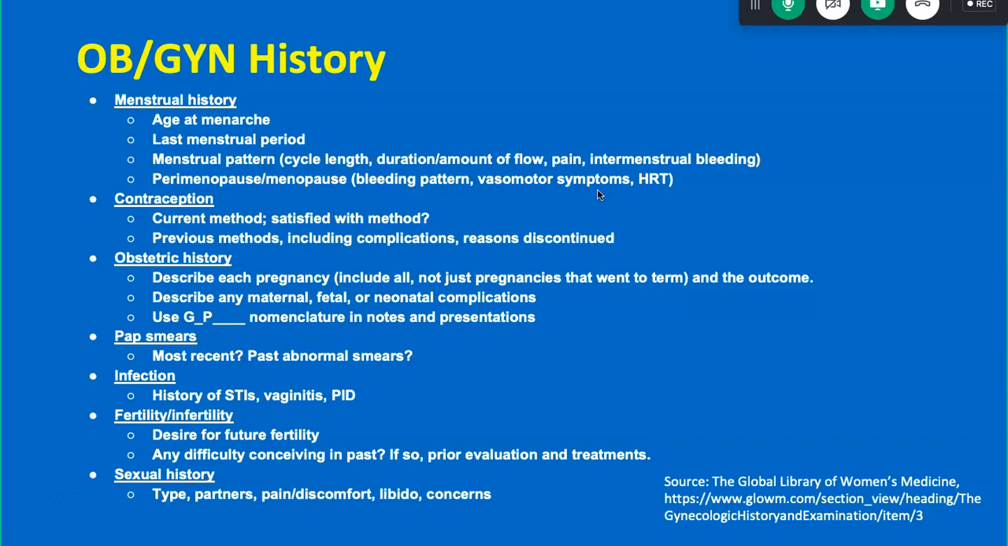Next is a contraceptive history. Are they currently using contraception? Are they satisfied with that method? Because there are lots of choices available. You want to know what methods they've tried in the past, including any complications and reasons why they stopped those methods.